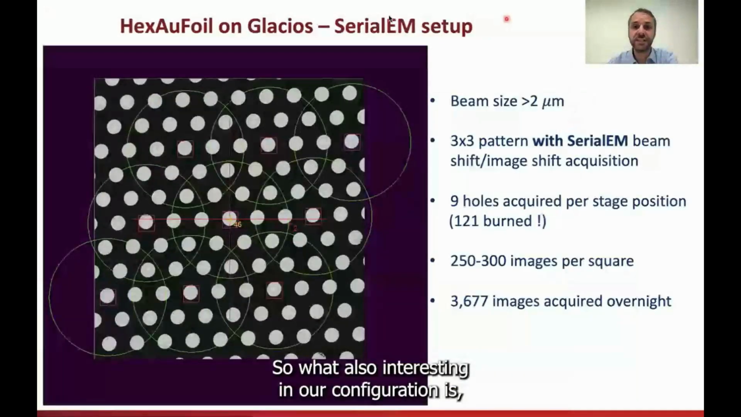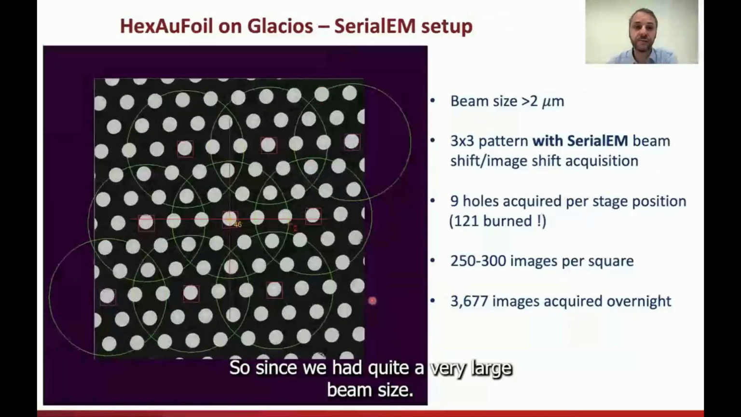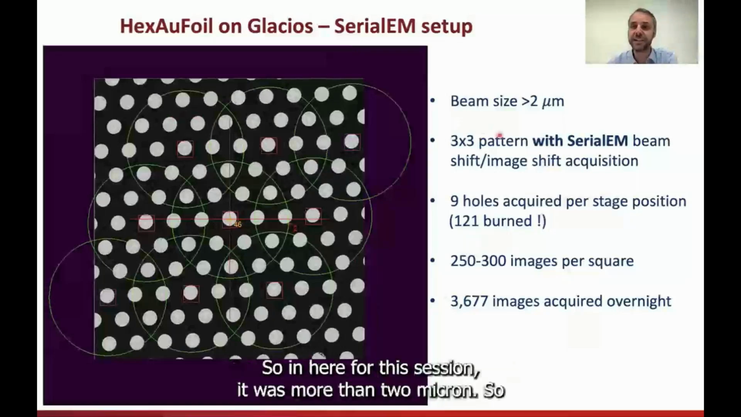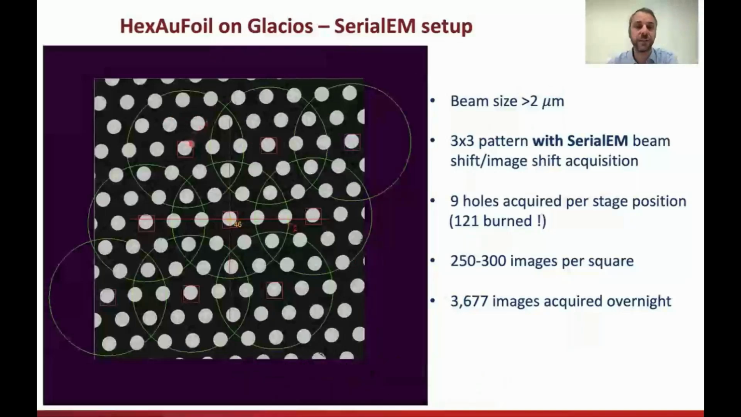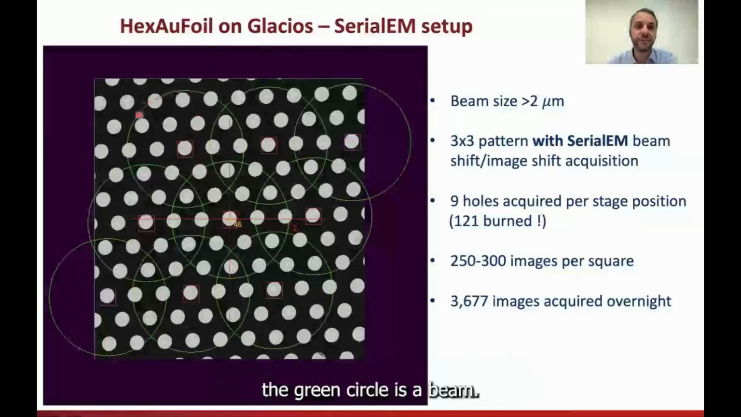What is also interesting in our configuration is the acquisition pattern. Since we had a very large beam size, in this session it was more than 2 microns. Here the pink square corresponds to the camera chip, the actual image, and the green circle is the beam. It's a burned area for each shot, and of course we would like to avoid that an imaged hole is exposed twice.